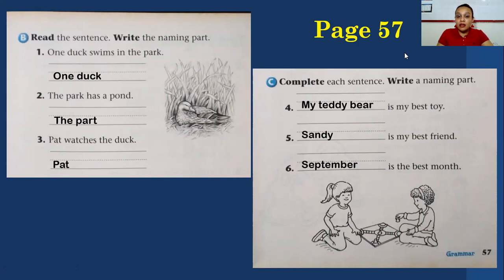Letter C. Now letter C. Complete each sentence and write a naming part. You can complete this sentence with another kind of subject. I just decided to write this. My teddy bear is my best toy. Sandy is my best friend. And September is the best month. So you can write here, June is the best month. Carlos is my best friend. My doll is my best toy. Anyway, so you can write anything you want.